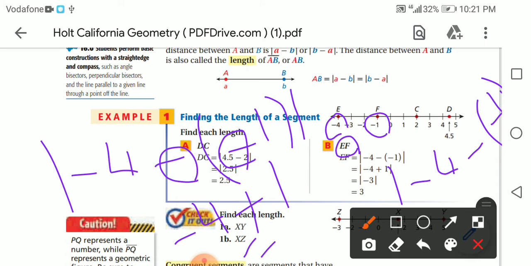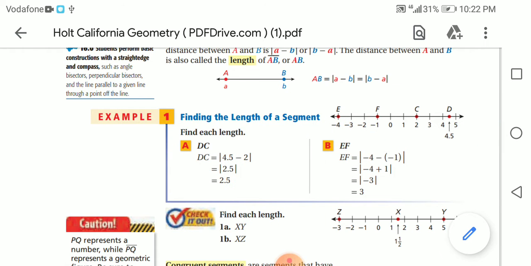Do you remember from last year? When you have different signs in addition, here negative and positive, what should you do? Make the subtraction. 4 minus 1 equals 3, and I take the sign of the greater number, which is 4, so it will be negative 3.